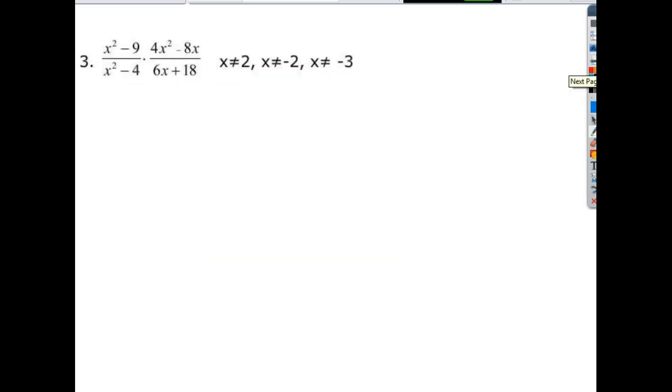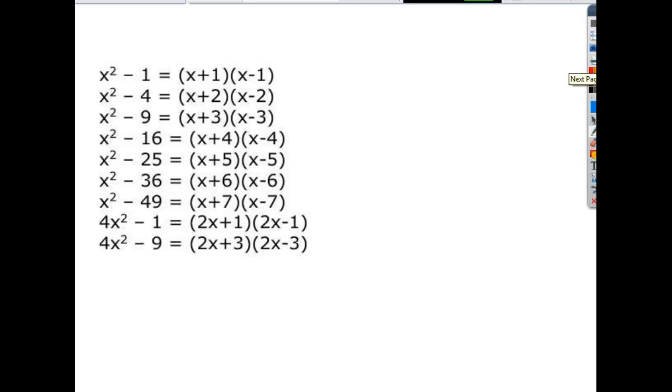Example number 3, you factor first. In this first denominator, is there a GCF? No. But 9 is a perfect square number. Minus a perfect square number is a difference of 2 squares pattern. Some of you have never learned how to factor a difference of 2 squares pattern, so I have put them up here in your notes. Don't copy them right now. I'll put them up on the board at the end, and you can take a picture of it if you want to.